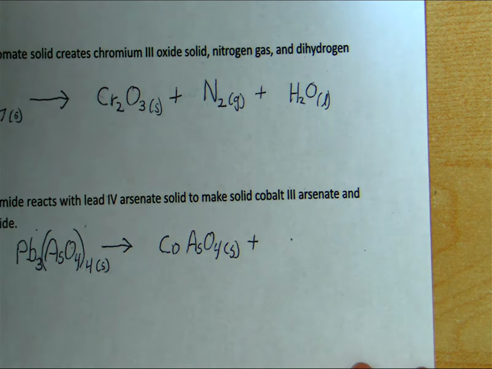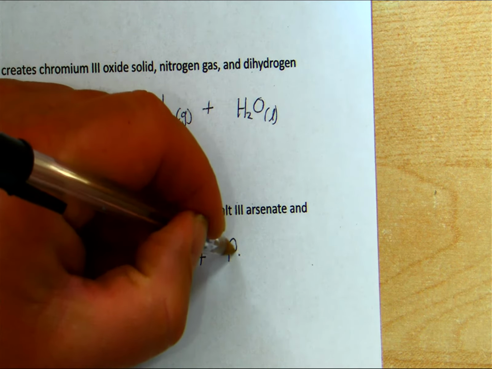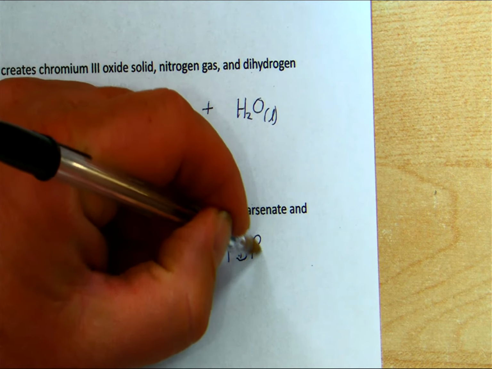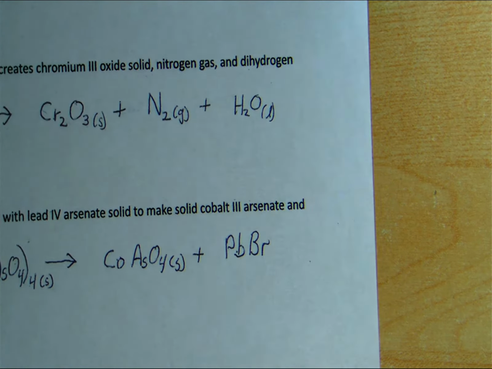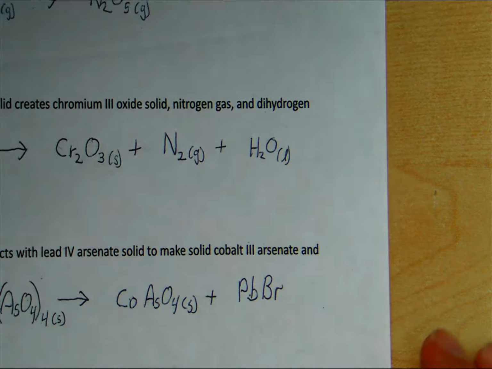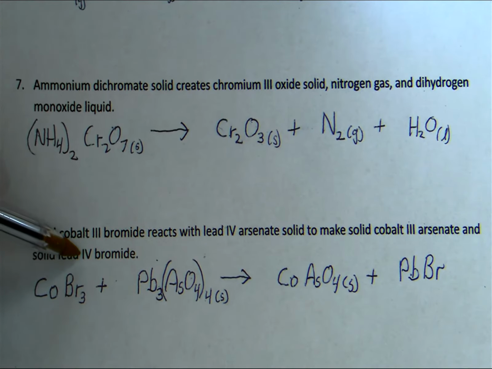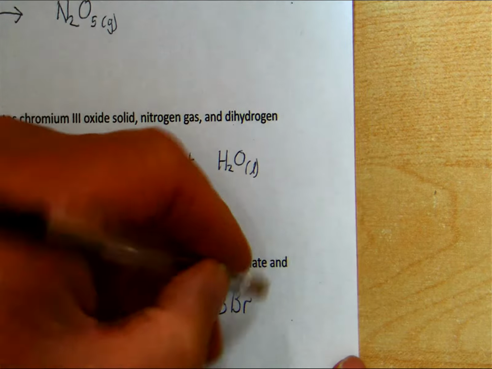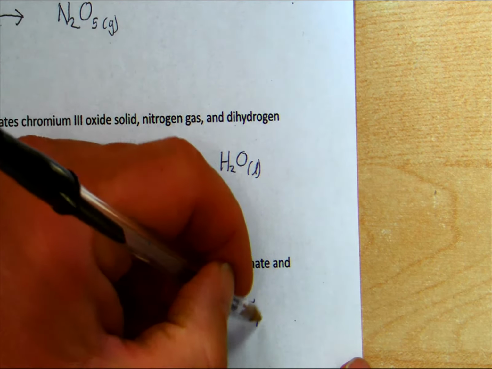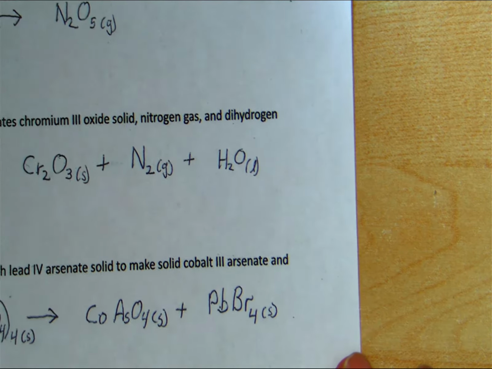And solid lead 4 bromide. So bromine being a true halogen, it's always going to be a 1- charge. Lead with a Roman numeral 4 means it's a +4 charge. So I'm going to need 4 bromines for every lead, and it is a solid substance.